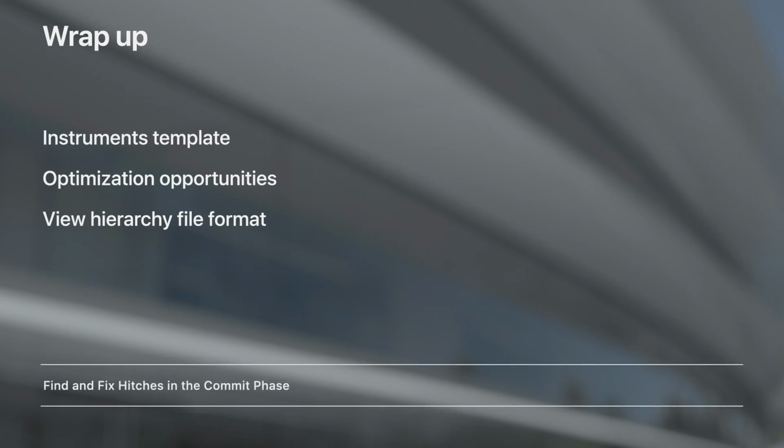Lastly, remember that you can save the state of the view hierarchy to share with your team or even attach to feedbacks in the Feedback Reporter app. Overall, these tools and the recommendations will help you avoid render hitches. For commit hitches, make sure to check out Find and Fix Hitches in the commit phase. Together, these talks will help you reduce your app's hitch time ratio and keep your users scrolling smooth.